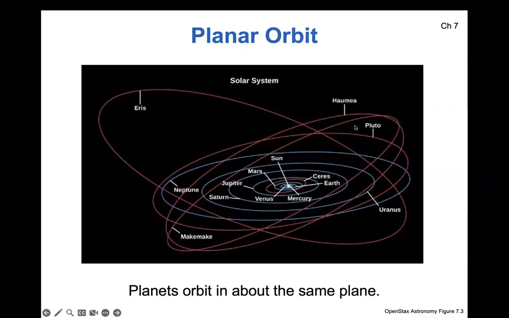But then if you look at these other red orbits, not only are they more elliptical, which is kind of interesting, they're also obviously tilted. And that's because they are the orbits of dwarf planets. And a characteristic of these dwarf planet orbits is that they don't tend to be as planar. So we've got Pluto, Haumea, Makemake, and Eris being four dwarf planets past the orbit of Neptune.